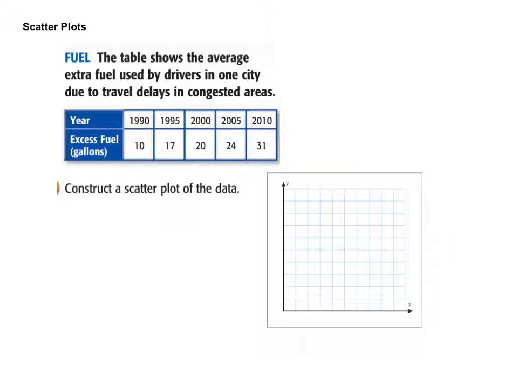Okay, I want you to try one. Here's a table. It shows the average extra fuel used by drivers in one city due to travel delays in congested areas. Remember that on a horizontal table, the top number is X. Also remember time is almost always your independent variable. The bottom row is Y. Create this scatter plot, then turn it back on and check with mine and see how it compares.